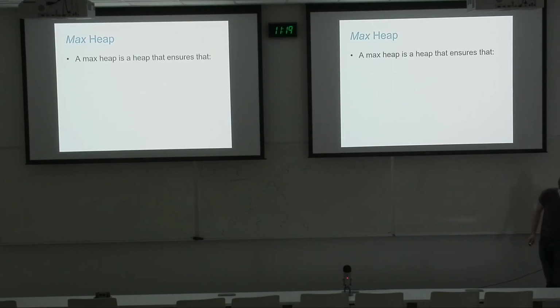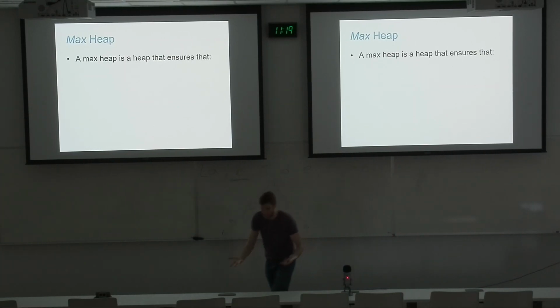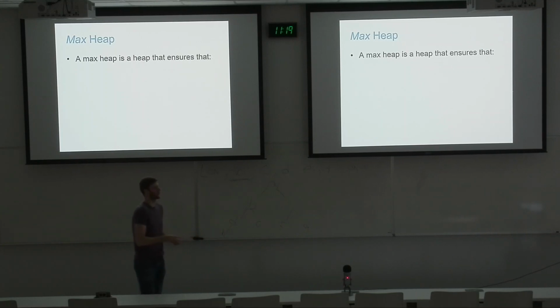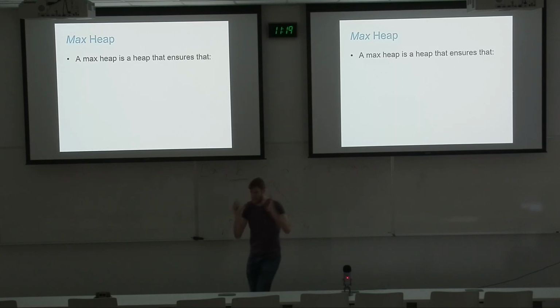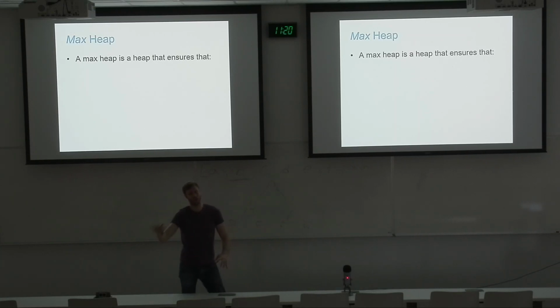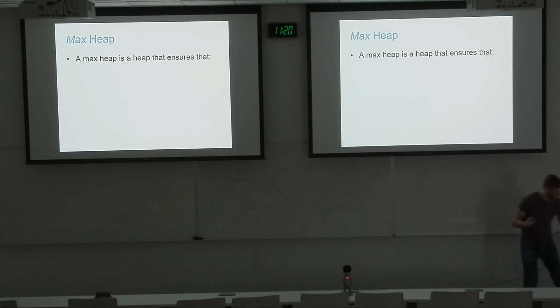Now, a max heap is a special heap. We can also have minimum heaps. But let's talk about max heaps. A minimum heap is the same thing as a max heap, just flip it. So a max heap is a heap that ensures that, now, before anything, it is not a binary search tree. Listen carefully, not a binary search tree. The rule for a max heap is the biggest thing in the heap must be in the root.